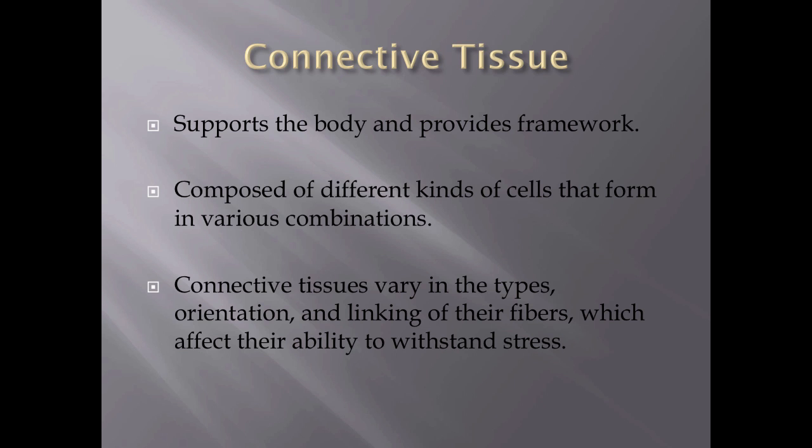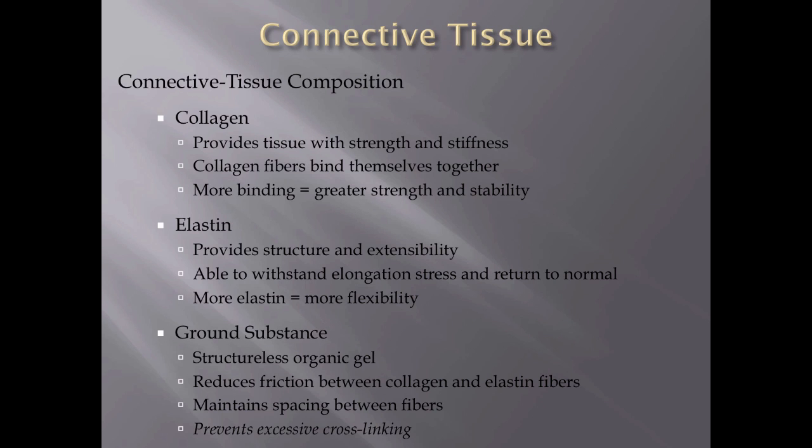Connective tissue provides support for the body and provides framework, composed of different types of cells that form in various combinations. And they vary in types, orientation, and linking of their fibers, which affect their ability to withstand stress. So let's talk about different types of connective tissue. First off, let's talk about collagen.